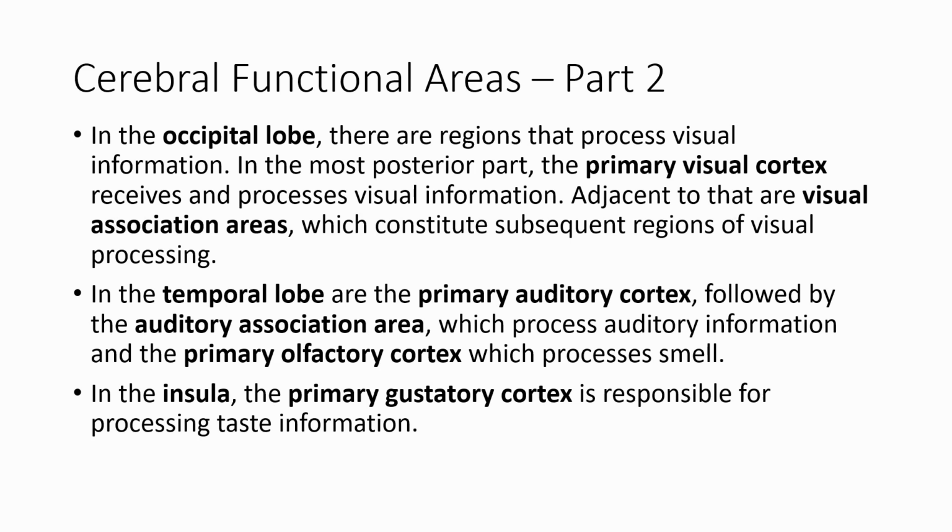In the temporal lobe, we have the primary auditory cortex. We do have an auditory association area as well. And then the primary olfactory cortex, which processes smell. So anything auditory deals with noise, sound, things like that. And then the primary olfactory cortex will process anything with scent. And then the insula, if you remember that slightly deeper area, that's where we get the primary gustatory cortex, and this is going to handle taste.